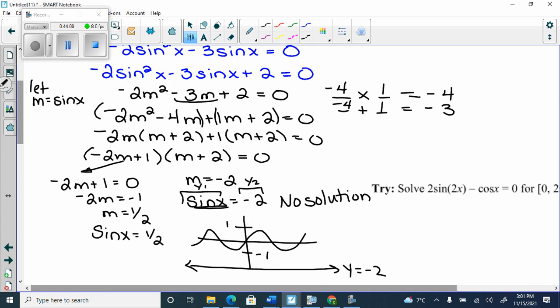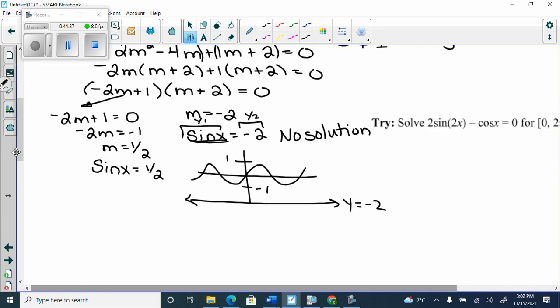Negative 2 is down here, and the graph is going like this. Up to 1, down to negative 1, up to 1, down to negative 1. There's no places where sine x can equal negative 2. None. So if your sine x or cos x is greater than or equal to 1, or less than or equal to negative 1, you will get no solution every single time. But only sine and cos. Don't say tan does that. Tan graphs go on for life, right? They'll cross. It's just sine and cos because they max out at 1 and negative 1.